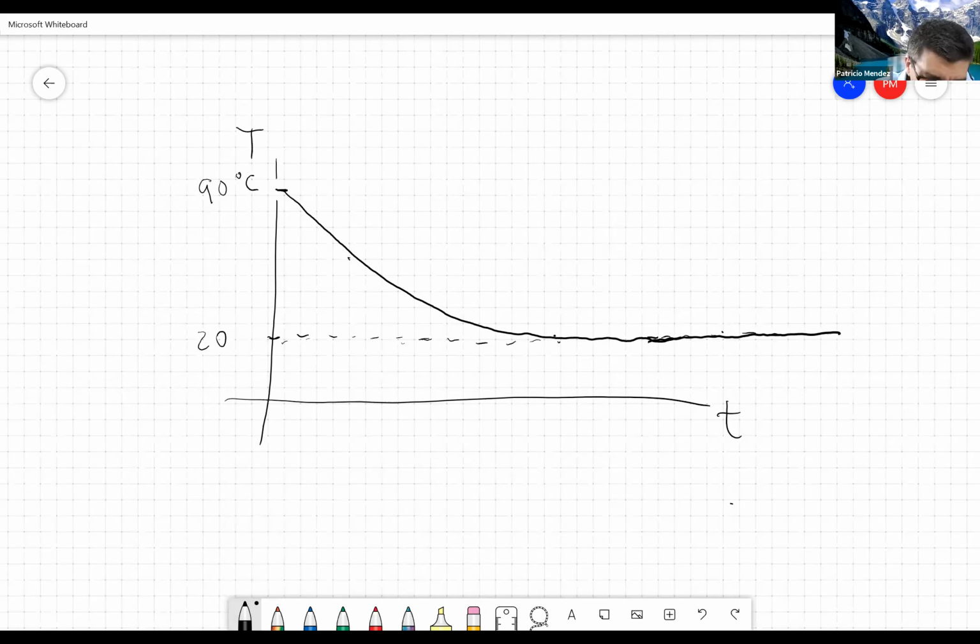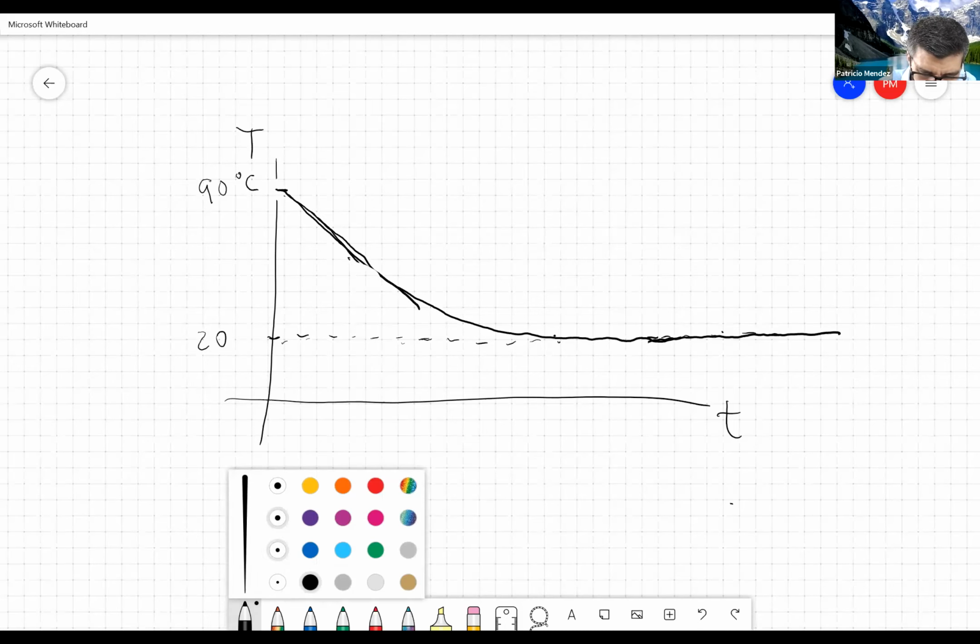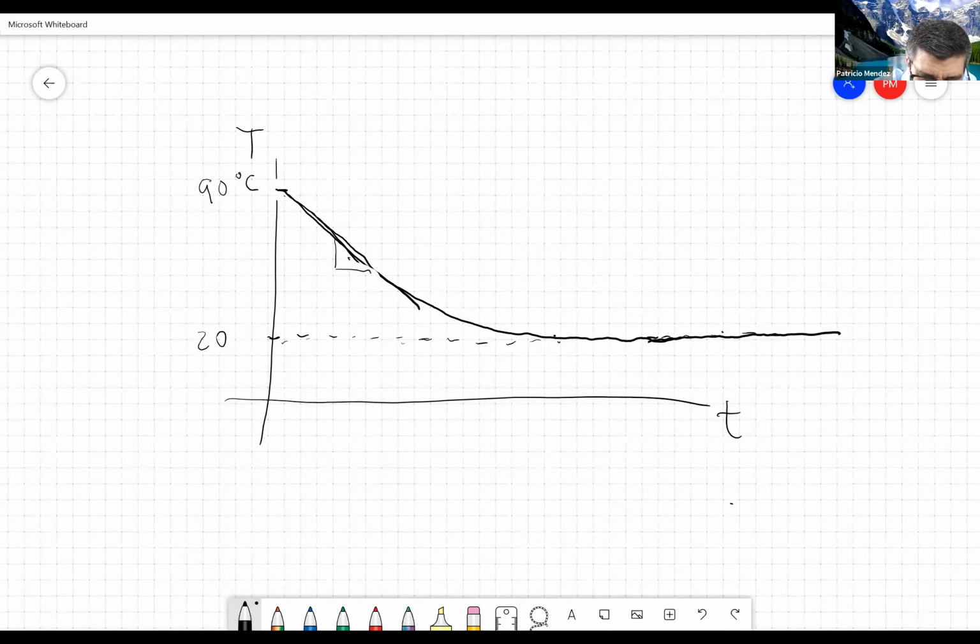And we just calculated that this slope here is 1.21 degrees C, and this would be 1 second. Excellent.